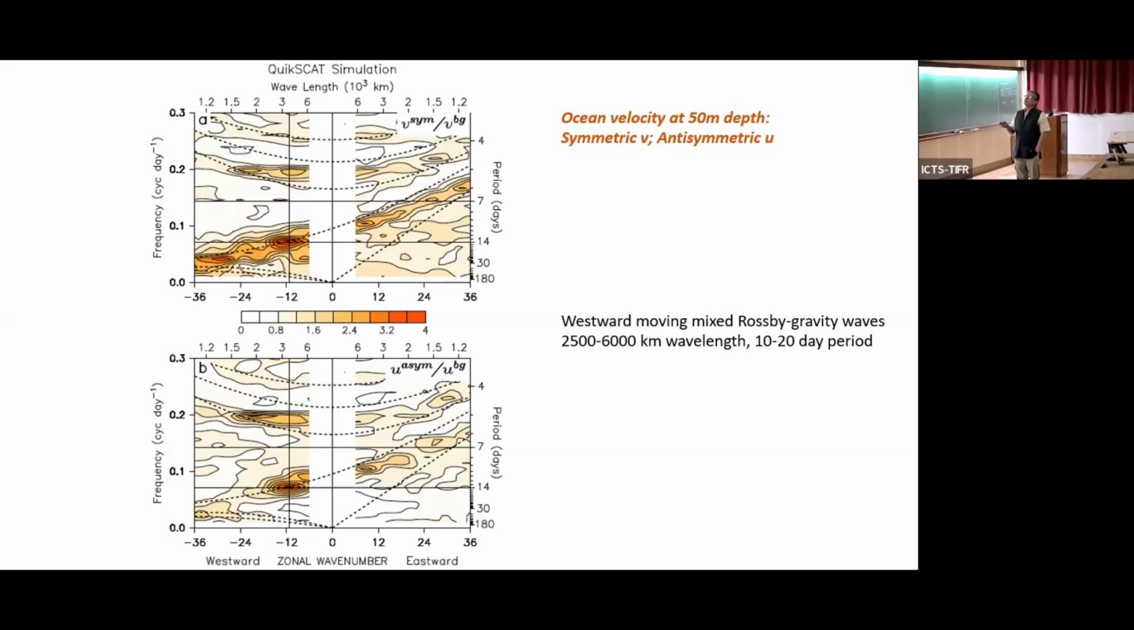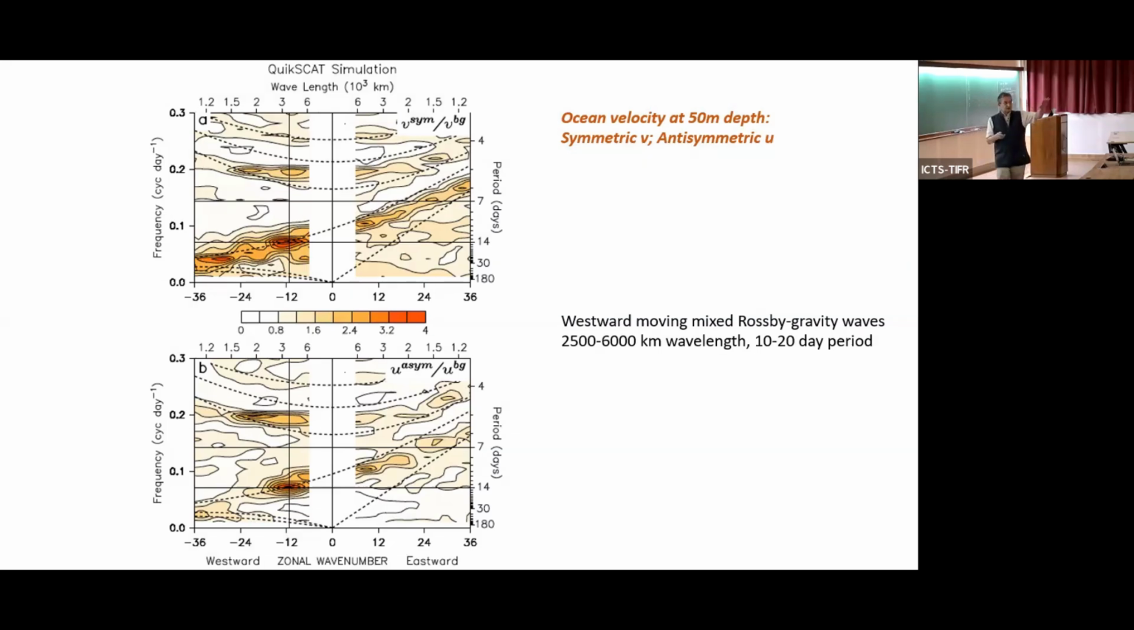The maximum power is here at 2 weeks and 3,000 to about 6,000 kilometer wavelength. So that's wave number, that's frequency. Time period in days is mentioned here. Wavelength in thousands of kilometers mentioned. So that's the signal that we are seeing. And that's what Schott saw in his current meter measurements. You will see this, of course, in the symmetric part of north-south velocity and also in the antisymmetric part of the east-west velocity. Same signal.